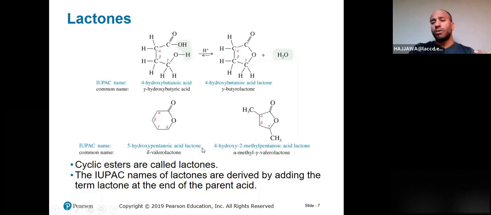We already learned how to do the alpha, beta, gamma, even though it's a common naming system. It's good to know what alpha, beta, gamma means. It's all basically a reference to the carbonyl. The further away it is, that's how it gets its labeling. So alpha would be the carbon next to the carbonyl, beta would be the second carbon away, gamma would be the third.